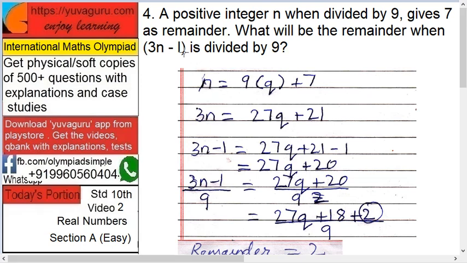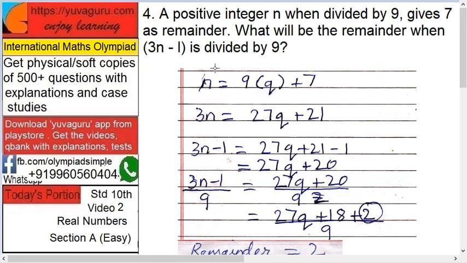Now what we want is 3n minus 1. So n equals 9q plus 7. So 3n equals 27q plus 21, right? Clear up to this point? Okay. Now 3n minus 1 we want equals 27q plus 21 minus 1, right? That is 27q plus 20.